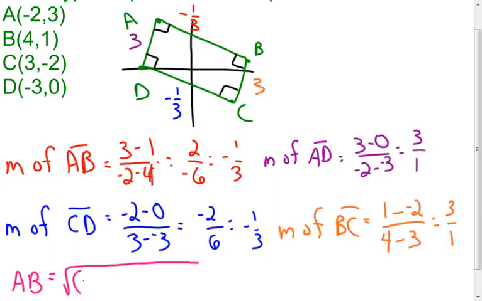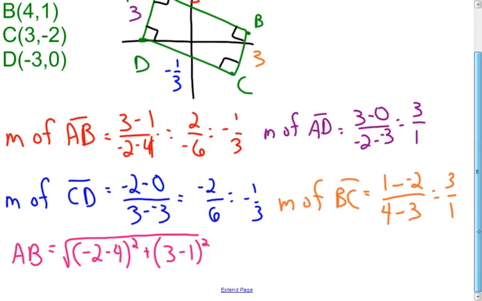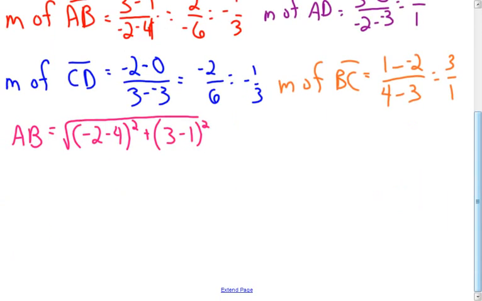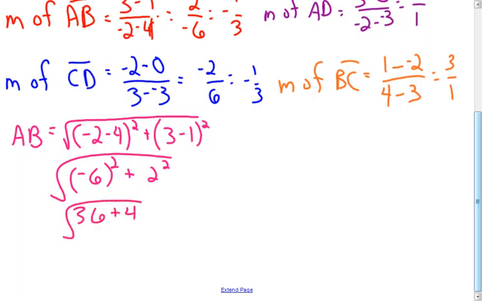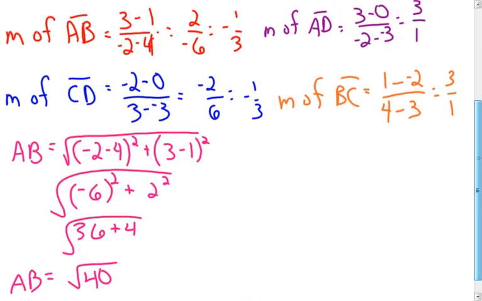So now I need to subtract my x values, -2 minus 4. I have to square it, then add on my y values subtracted. So that'll be 3 minus 1 squared. And it's just a matter of going through and simplifying the mess. So here's -6 squared plus 2 squared. That puts me at 36 plus 4. Take the square root of that. I'm going to have the square root of 40. And I'm just going to leave it like that for the time being. That's as far as I really need to go for what I'm doing. If I had to find the actual length, I wouldn't leave it that way. I'd simplify it, or I would round it to 2 decimal places.